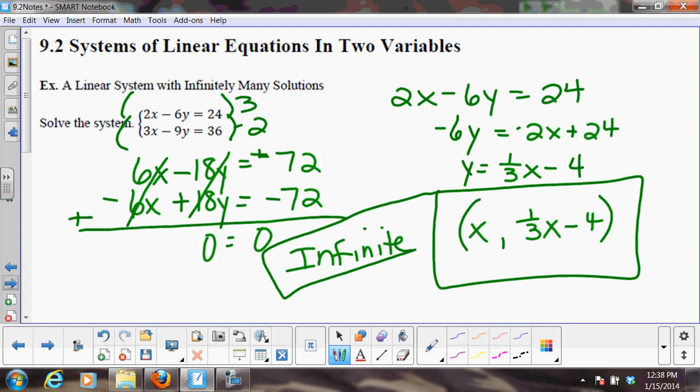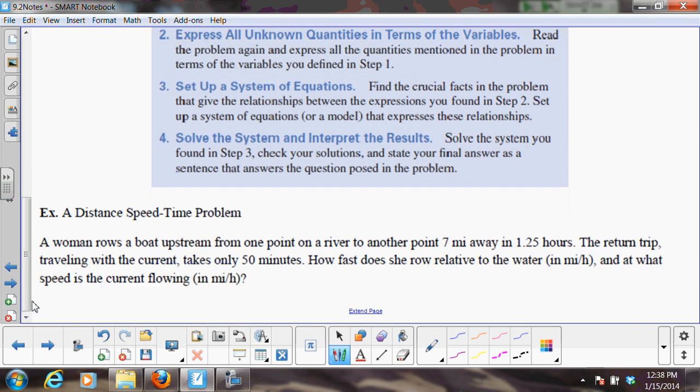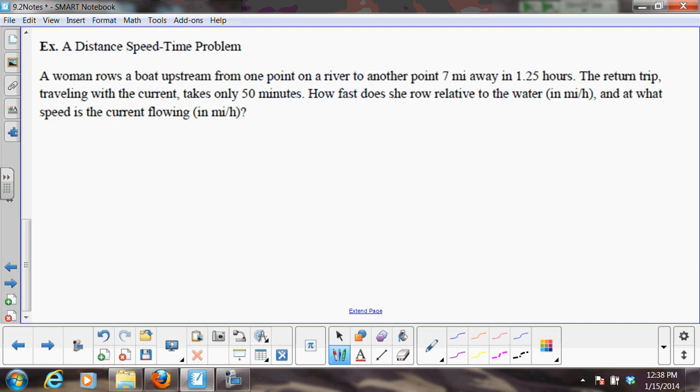Now we have some word problems. Oh, I didn't need to go. I just need to move down. Identify the variables, express unknowns, set up equations, and then solve. It's like solving any other word problem. Here we have a woman. She's rowing a boat upstream from one point on the river to another 7 miles away at 1.25 hours. And then the return trip, traveling with the current, takes only 50 minutes.